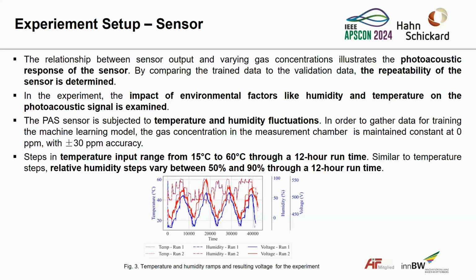So this time we concentrate on just varying the environmental conditions, essentially the temperature and humidity variation. And we want to ascertain what kind of repeatable behavior the photoacoustic sensor gives us. For this, we go from an input range of 15 to 60 degrees Celsius in a 12-hour runtime with 30-minute time steps. And the relative humidity also varies between 50% and 90% through a 12-hour runtime with 30-minute time steps. This is what the experiment, for example, looks like, as you can see at the bottom.